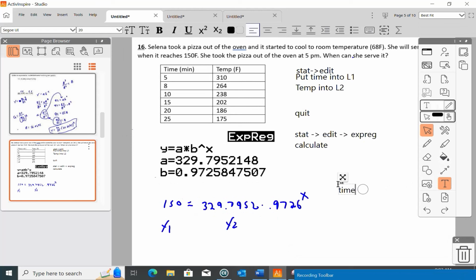So, time to cool is about 28 minutes. So she took it out at 5. Must be 5:28, right? Makes sense.